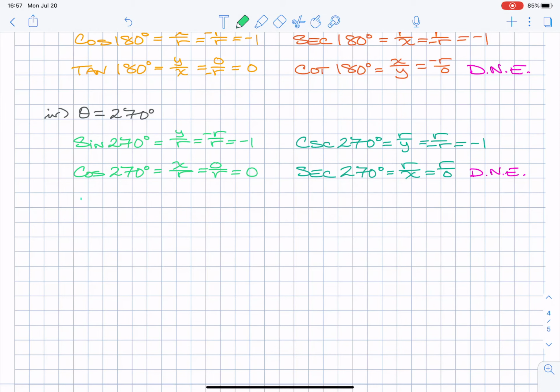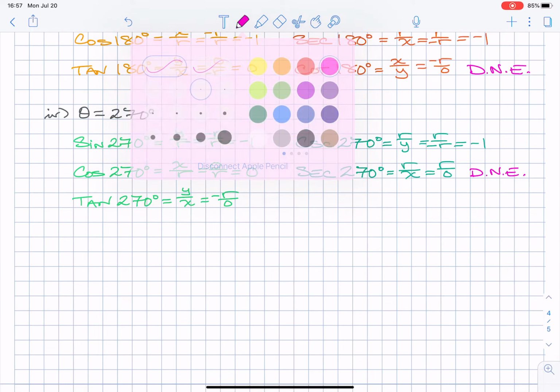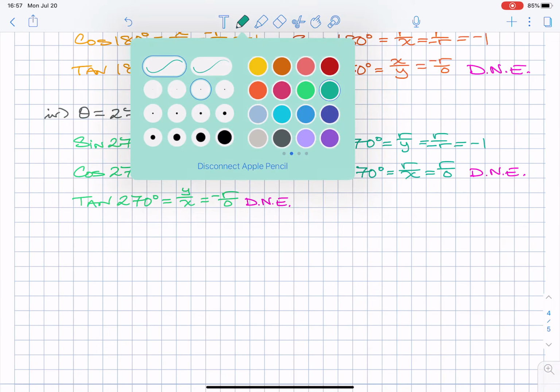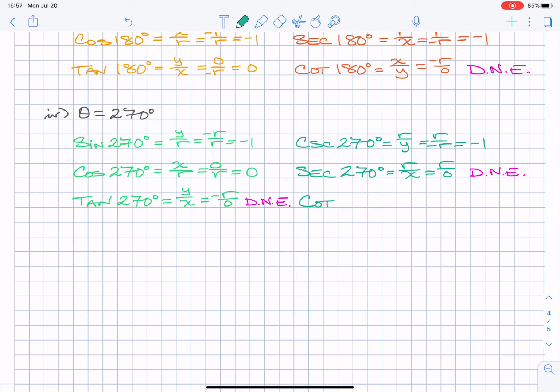Okay, last but not least, we can do this, guys. So tangent of 270 degrees will be y over x, which is going to be negative r over 0, which does not exist. Thou shalt not divide by 0. The reciprocal to tangent is cotangent. So cotangent of 270 degrees is going to be x over y, which is 0 over negative r, which is 0. So that's just fine.